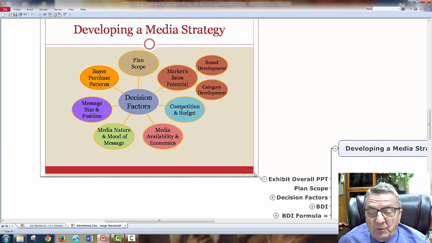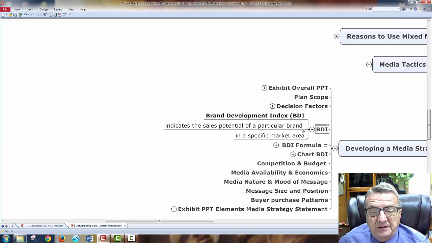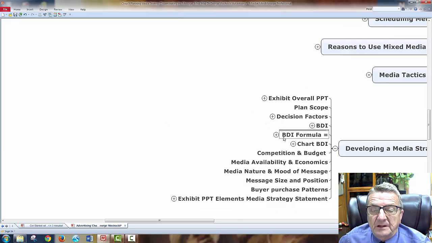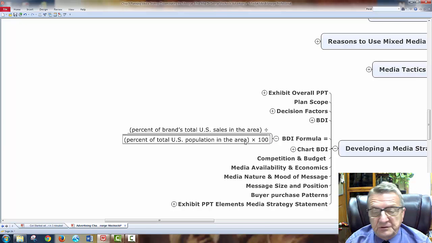So that is the overall scope of everything else. So then I have decisions. I have this brand development index, and it gives you a systematic or mathematical rating to see where you're at. And the author did a nice job on that. Here's the formula, if you're looking at it: percentage of the brand's total U.S. sales in the area divided by percent of total population in the area. And it gives you a certain index form to see where your brand falls in with the larger brands.